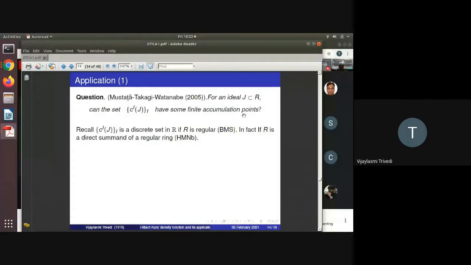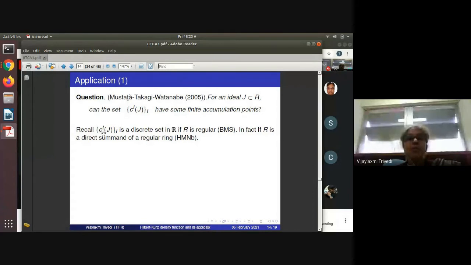Be discrete. So if you take R to be regular, then this F-threshold set is a discrete set. This is proved by Blickle, Mustață, and Smith. Here the thing is, when R is regular, your thresholds coincide with F-jumping numbers, which are known to be discrete. Another, more general context was later proved by Montaño and Bittencourt: if R is a direct sum of regular rings, this will hold. But again, the proof is that you realize the F-threshold as jumping numbers.